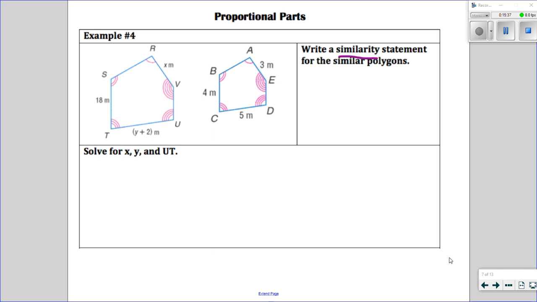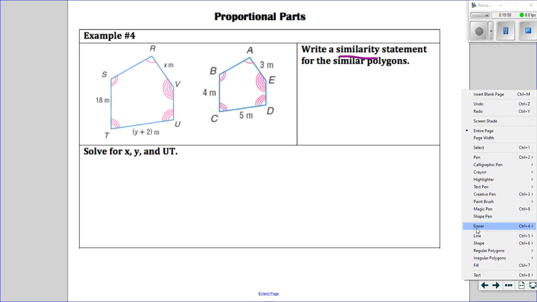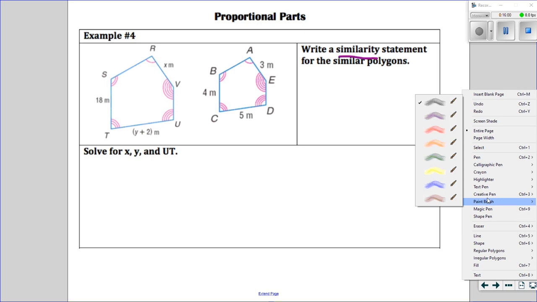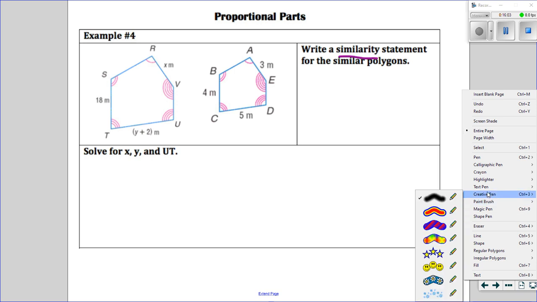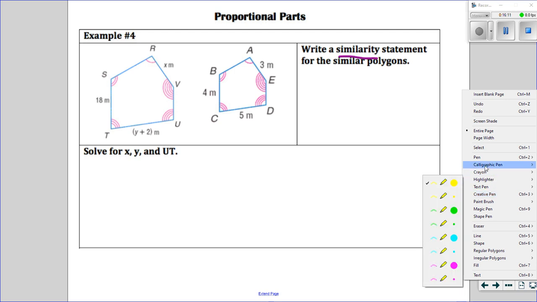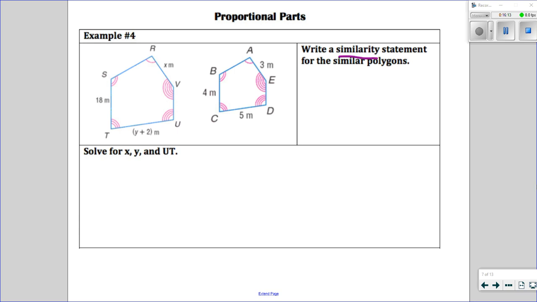All right, so now proportional parts, we're going to apply everything that we've learned, and then we're going to try to find our missing variables. So x, y, and we also need to find UT. For this one, they said write a similarity statement for the similar polygons. So we know that this polygon is similar. If you remember when we did triangle congruence statements, it's almost like that, but we're doing it for similar polygons.